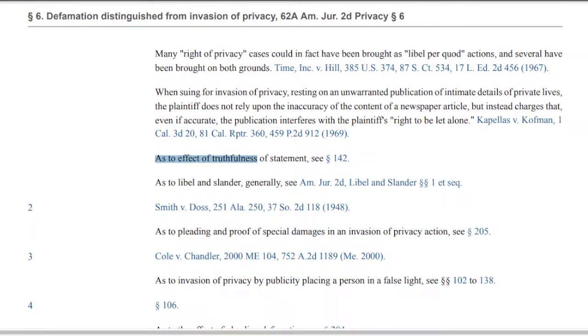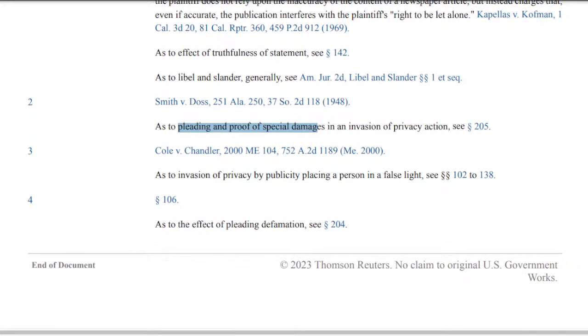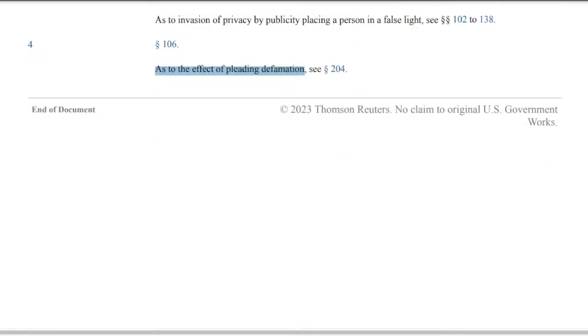As to the effect of the truthfulness of a statement, see section 142. As to libel and slander generally, see AmJur libel and slander. As to pleading and proof of special damages in an invasion of privacy action, see section 205. So we'll have to come back to that section on a later stream. As to invasion of privacy by publicity placing a person in a false light, see sections 102 to 138, and section 106. As to the effect of pleading defamation, see section 204.